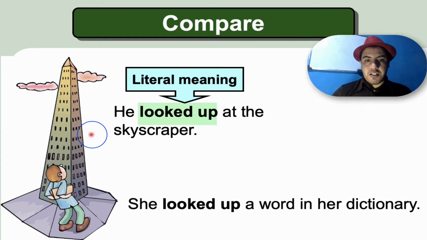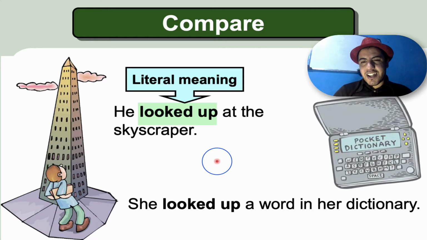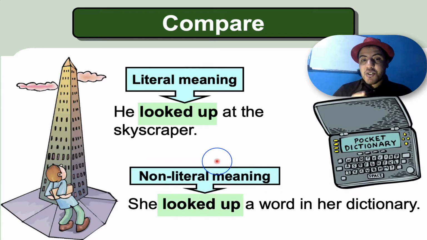Now look at this sentence. She looked up a word in her dictionary. Okay, she looked up a word in her dictionary. So in your opinion, what does it mean? Does it mean that she is looking, then we have up here, a word in a dictionary? What do you think? No. Very good. So here, looked up, what does it mean? It means to search. Very good.